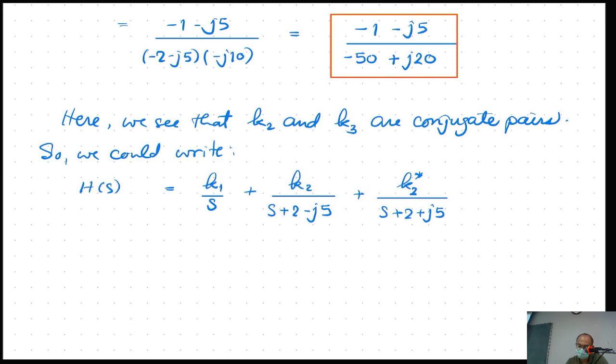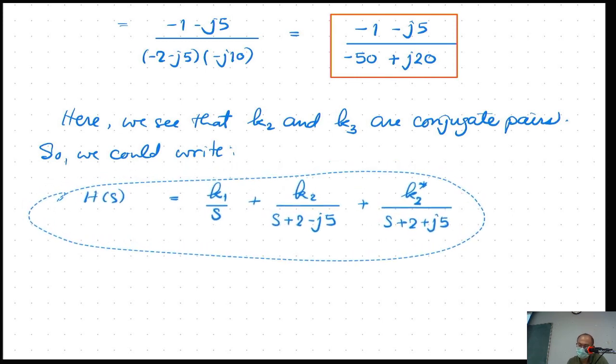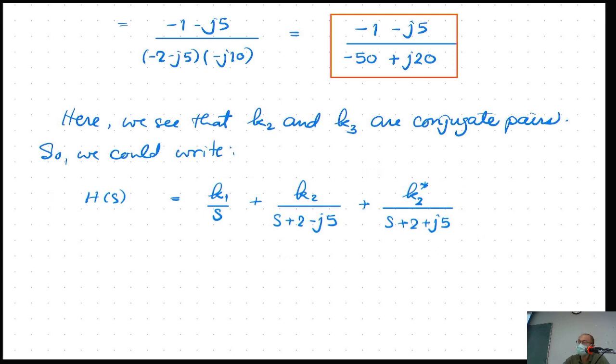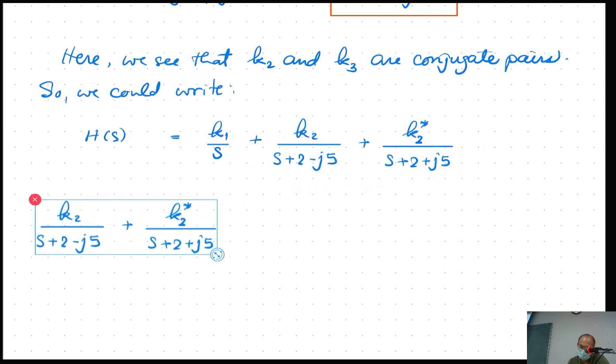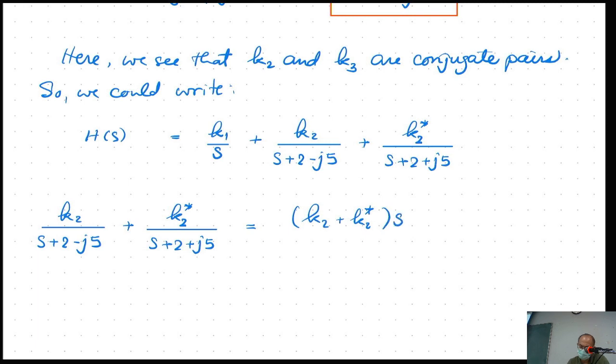Okay, right? Because K3 is K2 conjugate, right? Star being a conjugate symbol. K2 star means K2 conjugate, the conjugate of K2. Okay, so let's do this again. Let's add these terms up again. Once we do that, we have K2 plus K2 star. And the first term is S, right?